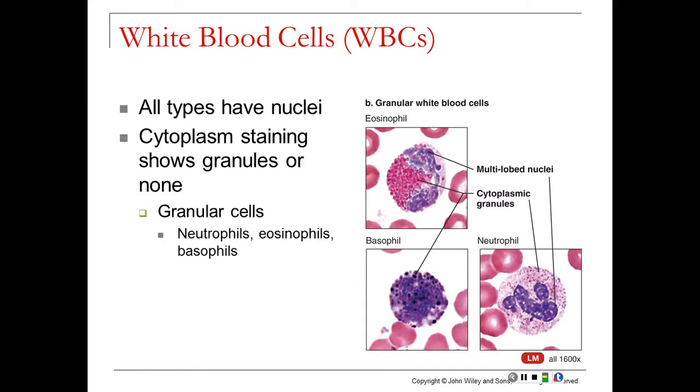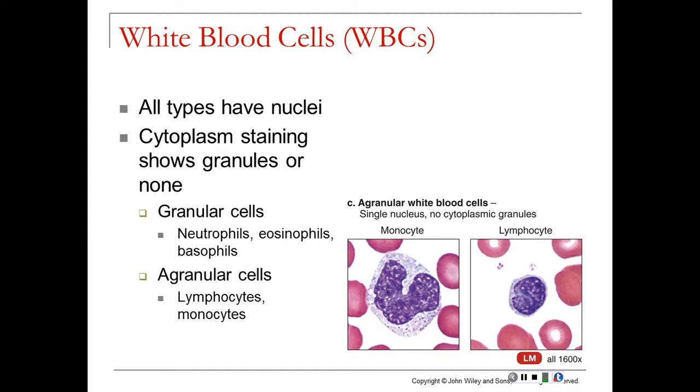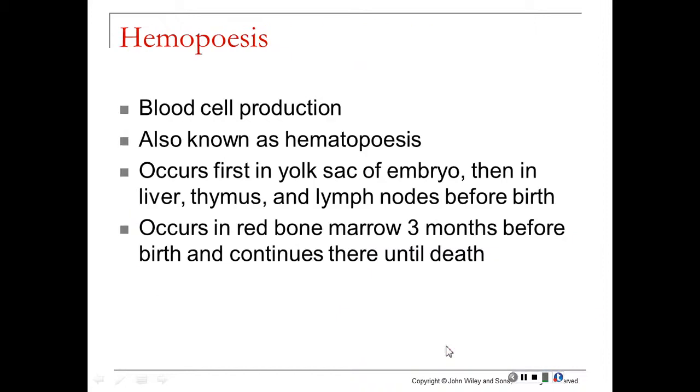So all of the white blood cells have a nucleus. They can be granular. In this case, the granular white blood cells include eosinophils, basophils, and neutrophils. They're called granular because when you look at them under the microscope, they appear very, very grainy. Then you have these agranular white blood cells, which are the lymphocytes, which are very small, compared to the monocytes, which are very, very big. They have just a single nucleus, and you don't see all of those grains inside of them.